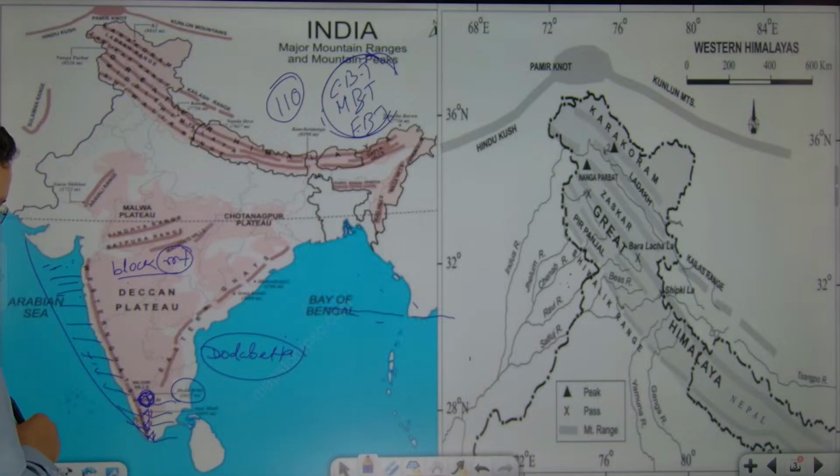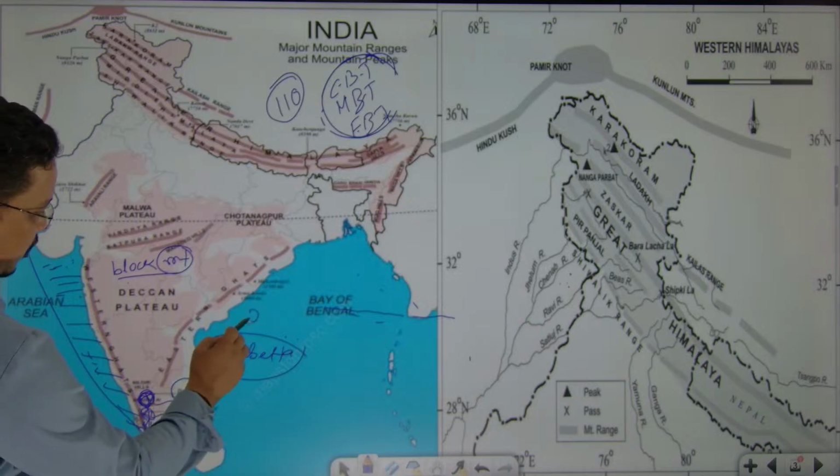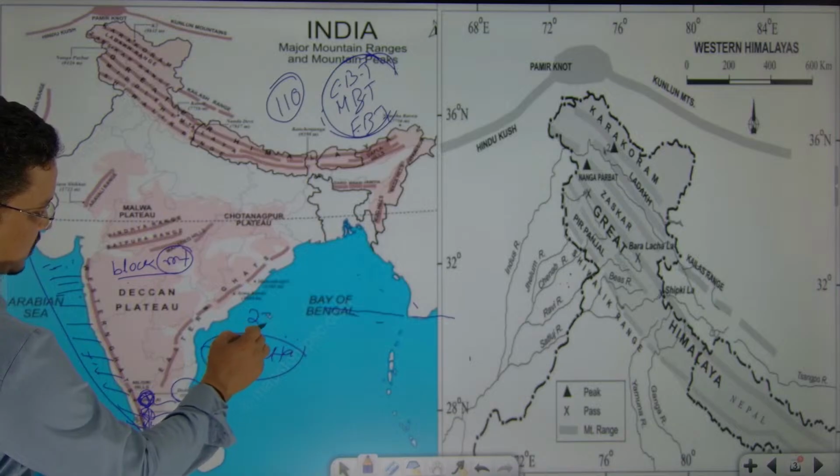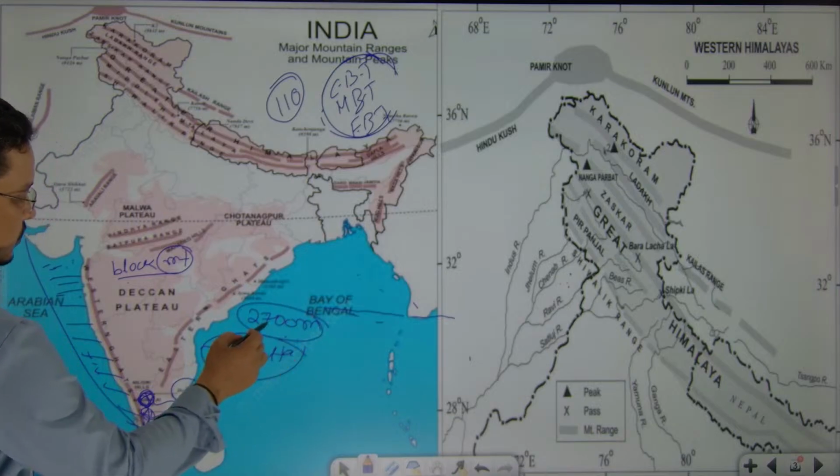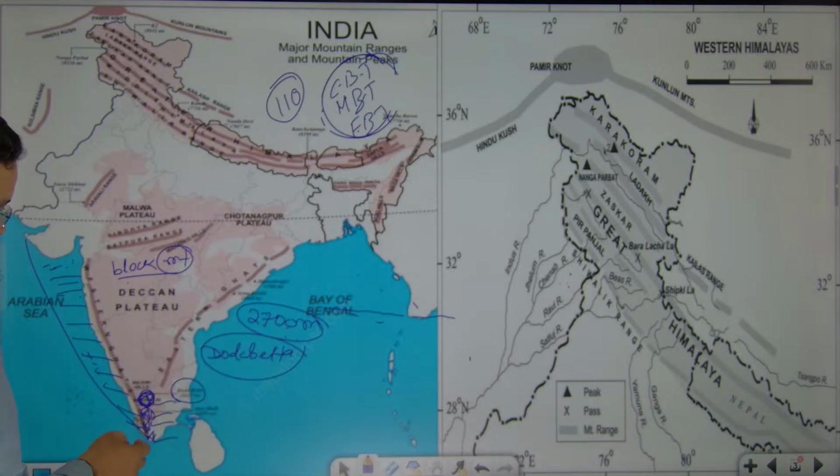Now in this part, Annamalai hill is having Anaimudi, that is almost 2700 meters, the height of this Anaimudi. Then we'll have Agastya Malaya and Cardamom Hill. In between Agastya Malaya and Cardamom there would be the Senkota Gap, and between the Nilgiri and Annamalai there would be the Palghat. You have to remember that.